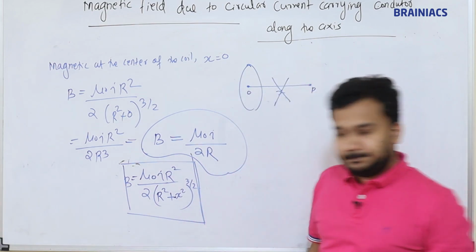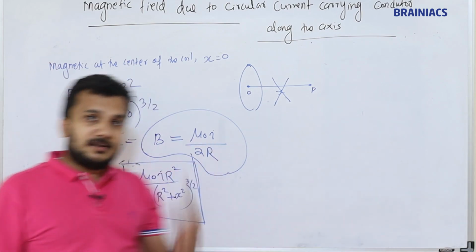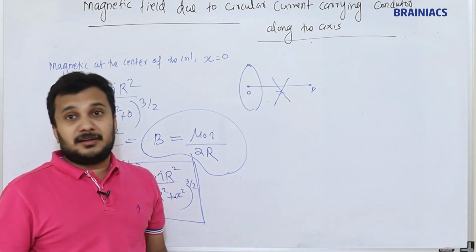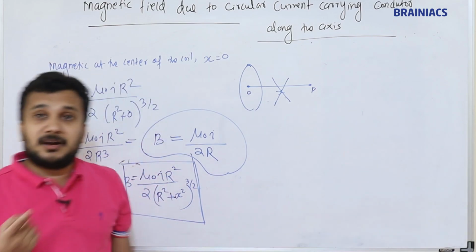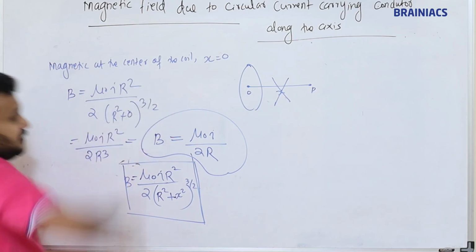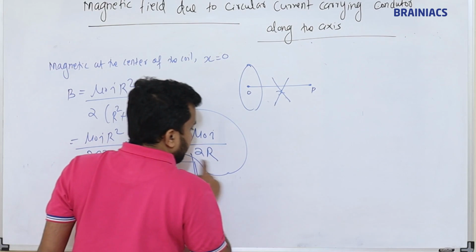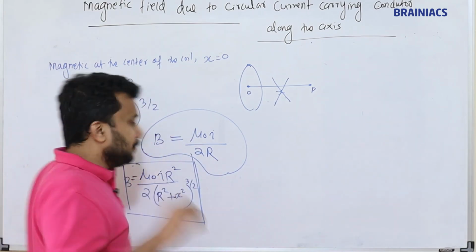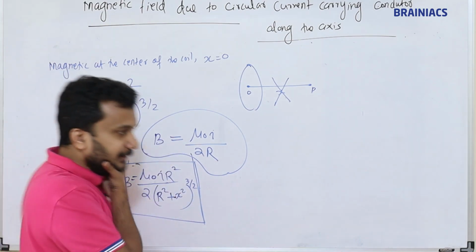Last class we have seen the magnetic field due to a circular current carrying conductor at the center of the circle, mu 0 I by 2r. There we may have written small letter r, because there small letter r is the radius of the circle. Here we have assumed capital R is the radius of the circle, so we got mu 0 I divided by 2 times capital R. This is one of the basic fundamental principles we have learned.